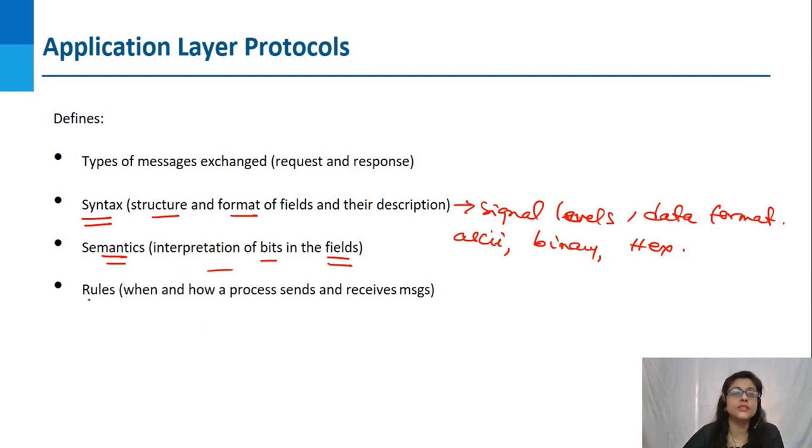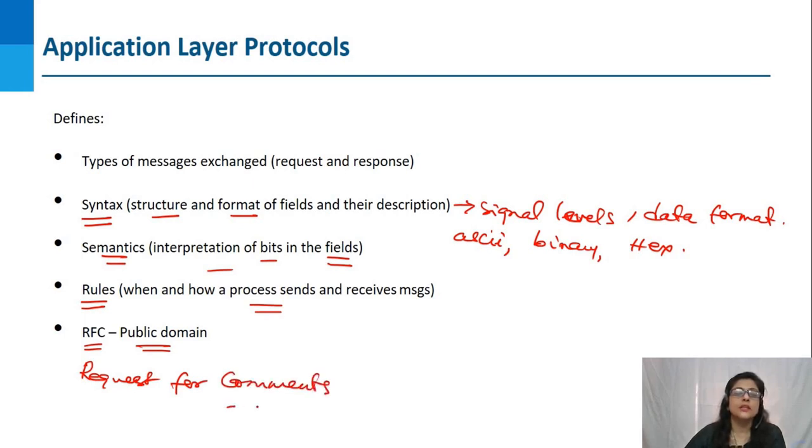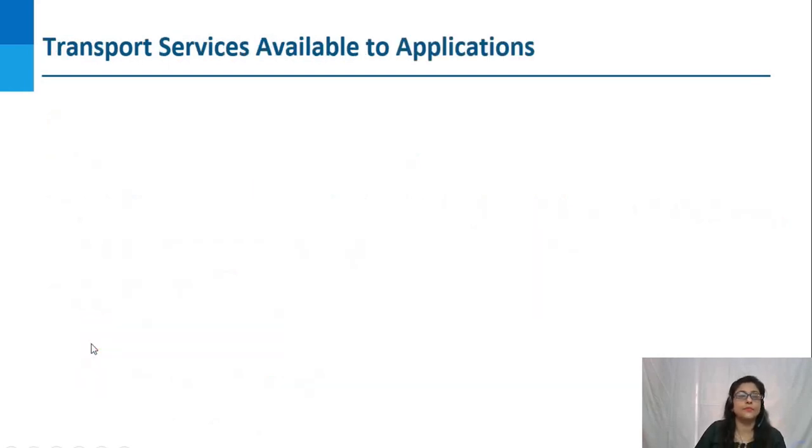And last but not the least, the protocol means the rules and regulations as to when and how a process should send and receive the messages between 2 computers. These are all available in the public domain known as RFC, or the request for comments. The standards of these protocols are defined in various RFCs which are available publicly.